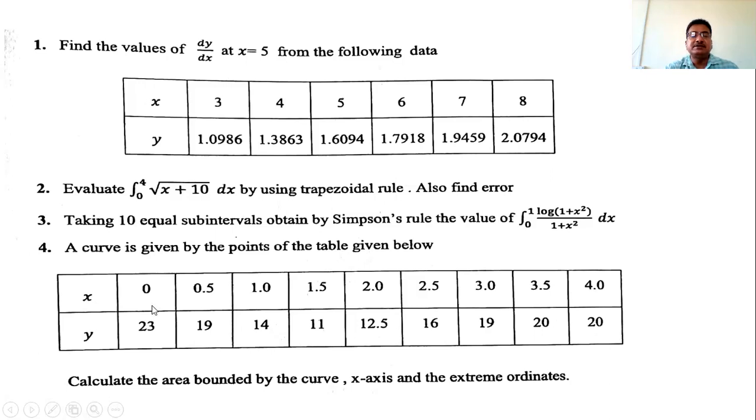So what is the number of subintervals? 1, 2, 3, 4, 5, 6, 7, 8, 9. 9 ordinates means the number of subintervals is 8. So we can apply the trapezoidal rule or Simpson's 1/3 rule. And what is the question? Calculate the area bounded by. So write directly the required area is equal to integration 0 to 4 of y dx is equal to, and write Simpson's 1/3 rule or 3/8 rule and find the answer.